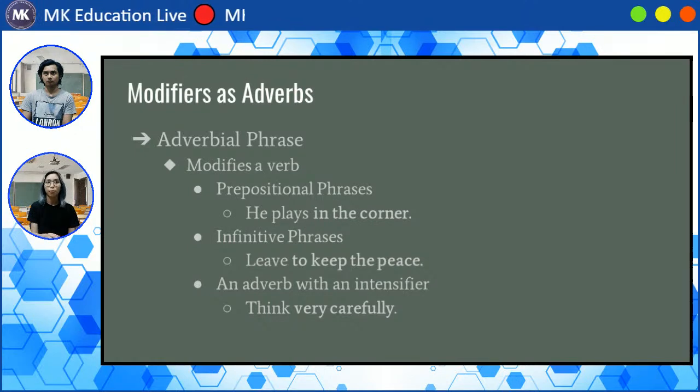So we have prepositional phrases. Again, it starts with a preposition. He plays in the corner. That is our prepositional phrase, in the corner. Again, we have infinitive phrases wherein it starts with an infinitive. For example, leave to keep the peace, and our phrase here is to keep the peace. And the last one, an adverb with an intensifier. In this case, our intensifier is the word very. Our adverb here is carefully and it is intensified by the word very.